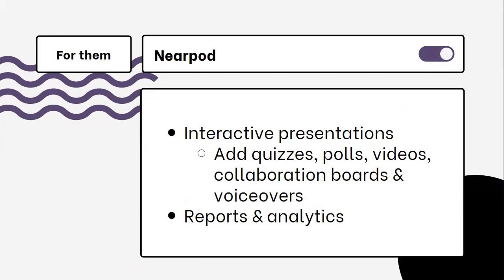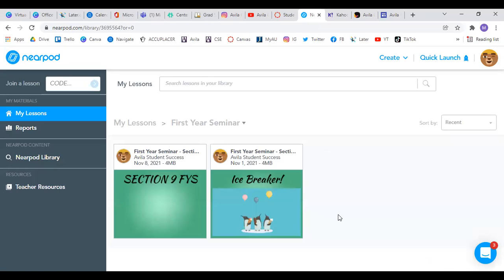Then there's voiceovers. So if this was something you wanted to do asynchronously, you can make a presentation and add voiceovers of you going through each slide and then send that to students. That way you don't have to always record yourself and then send it out later. A different way, you can just do voiceovers for each slide and go from there. And then there's reports and analytics. So once you do create a Nearpod, you can see how many students watch it, what their answers were, if you created polls or quizzes in there, and then how many slides they click through, and all those sorts of cool things. So obviously, I'll show you a little bit about that.